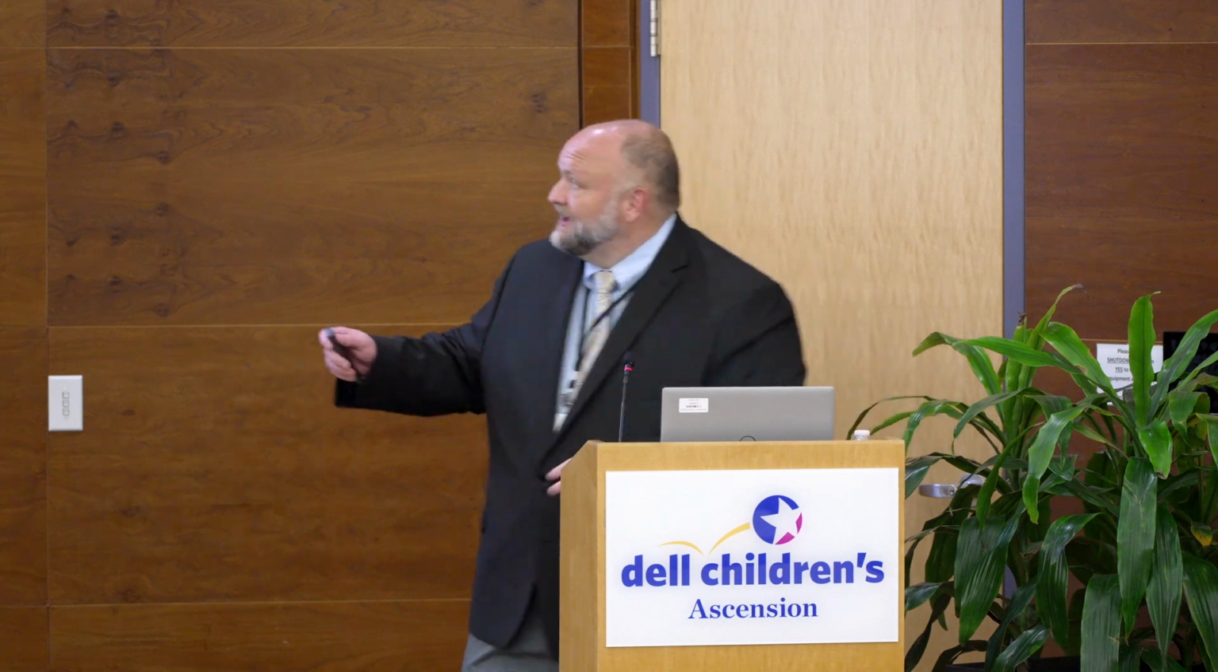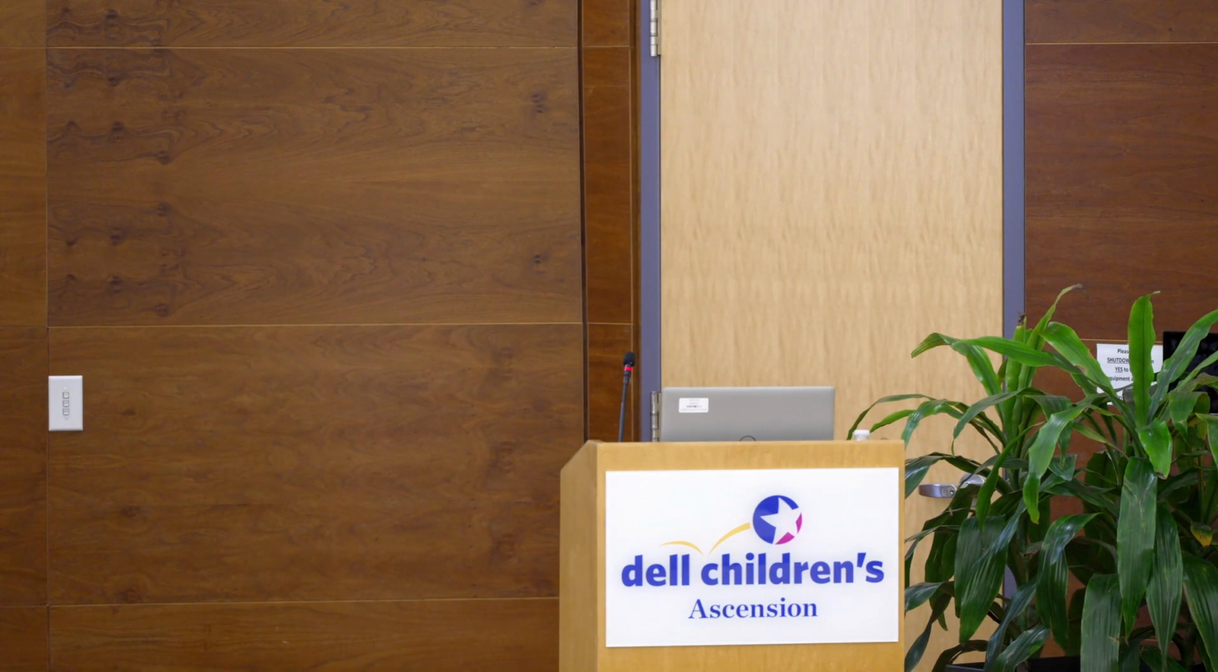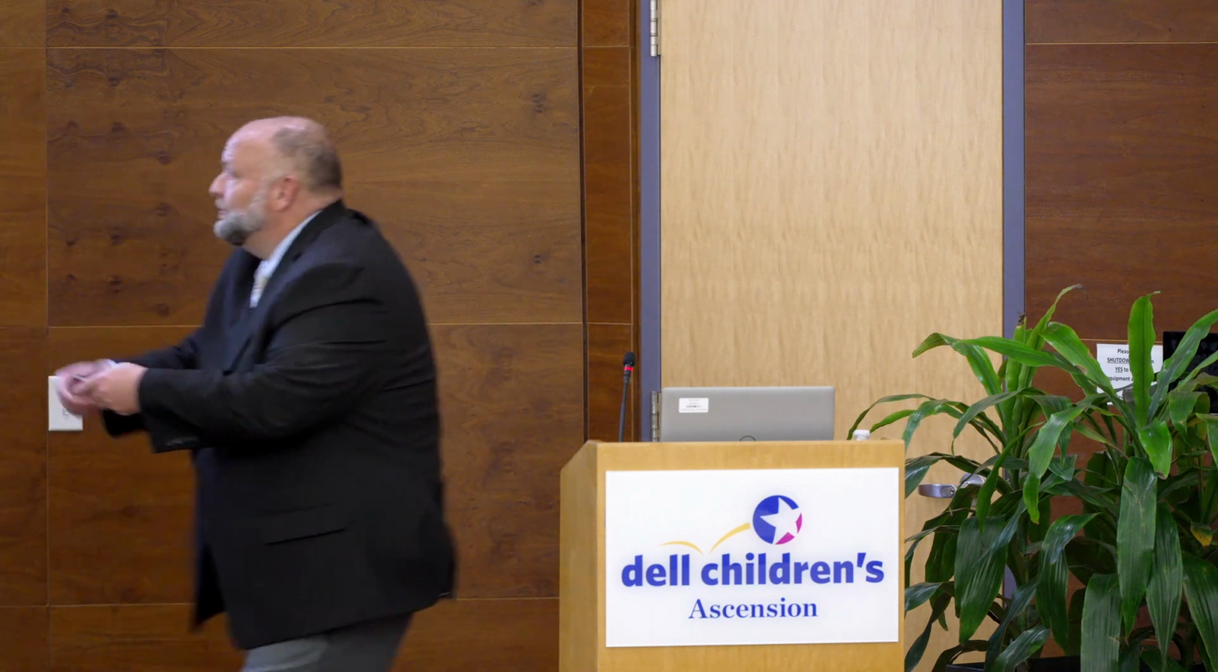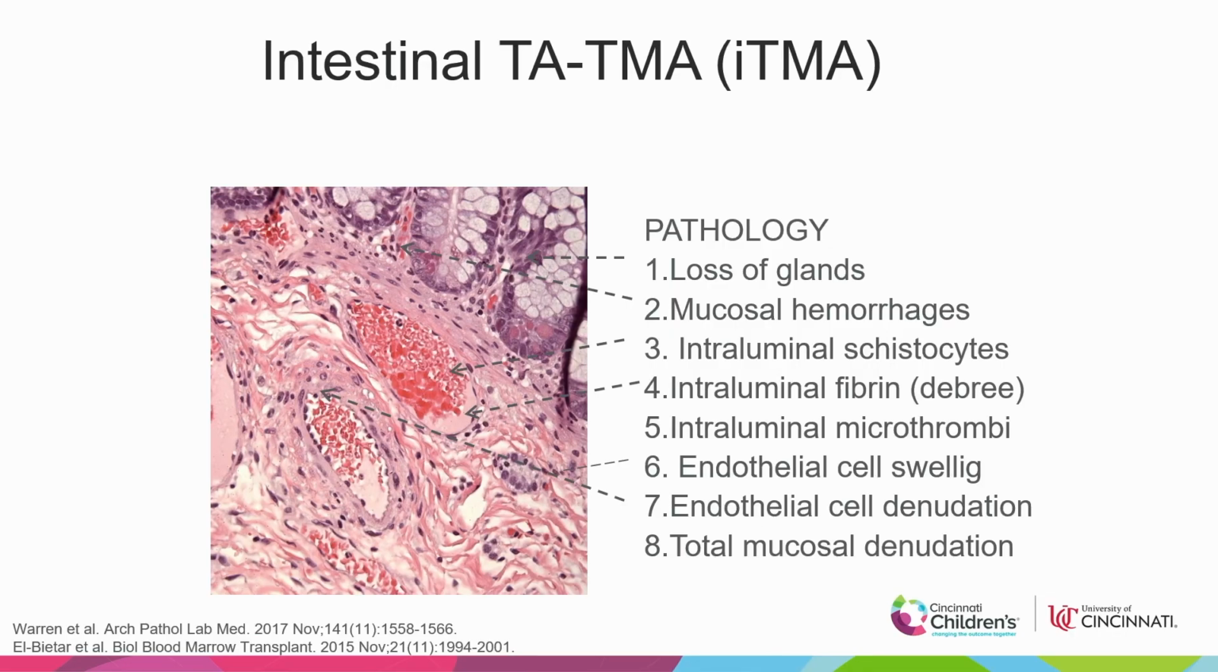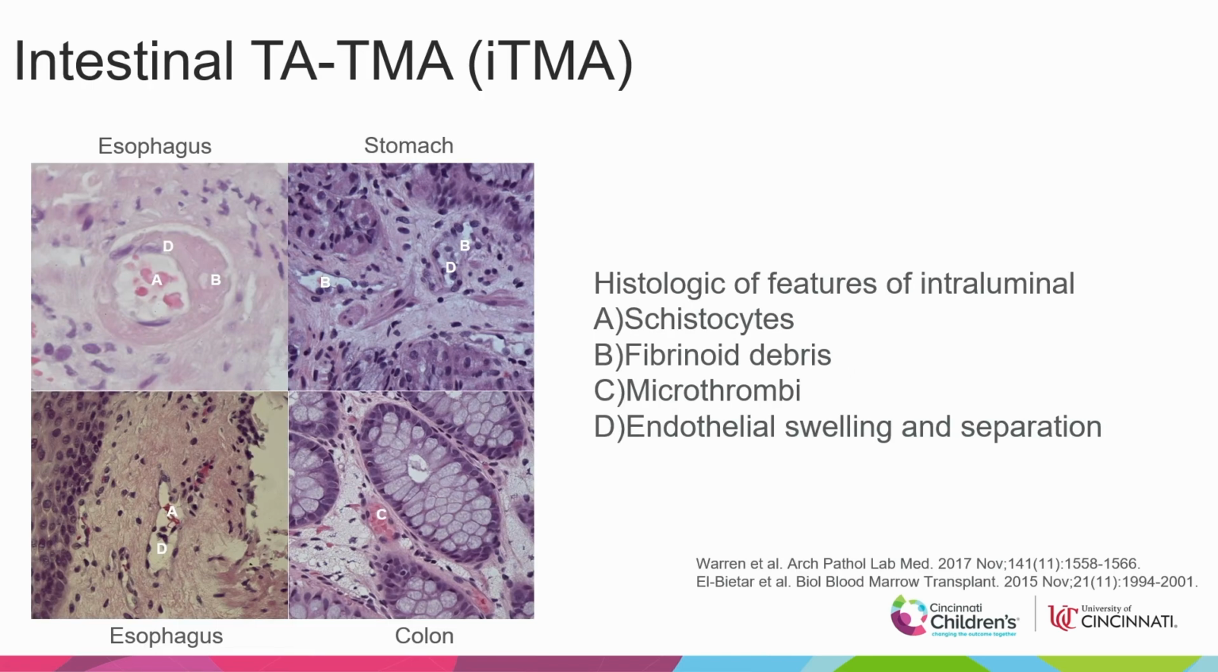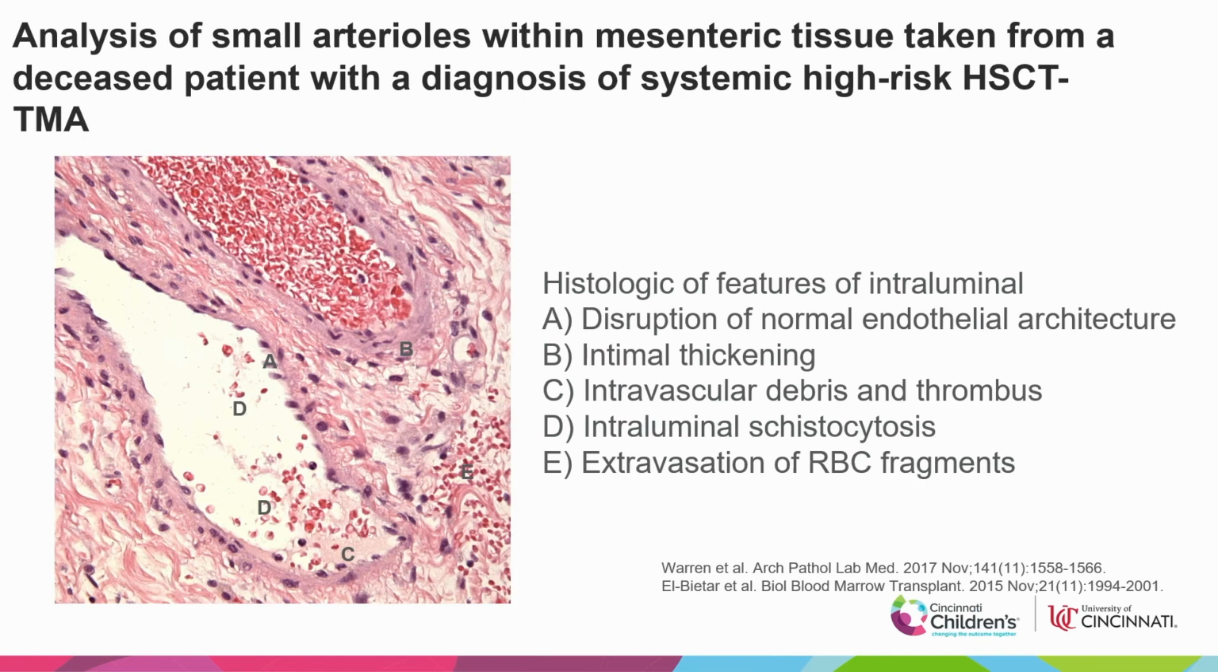You can see up here in the top right is where the pathologists are looking, over in the mucosa. When you look in the vasculature is where you start to see signs of TMA. So you'll have schistocytes, red cells being squeezed into the tissue. You'll have intraluminal fibrin. You'll have endothelial cell swelling. All of these, and loss of glands, are signs or pathological evidence of TMA. And here are some other schistocytes, fibrinoid debris, microthrombi, and endothelial swelling and separation. And this is just another patient.